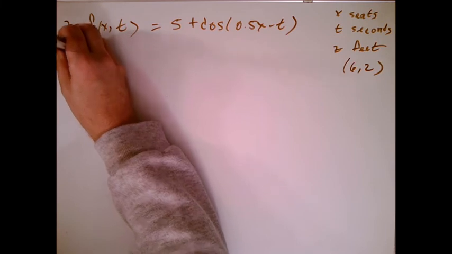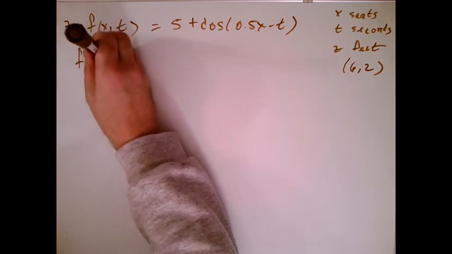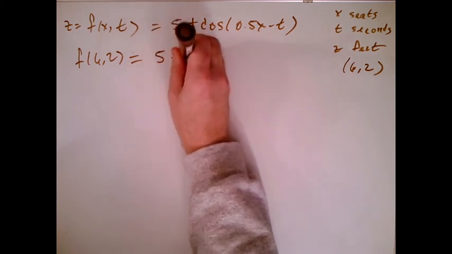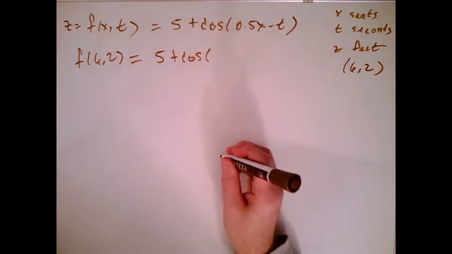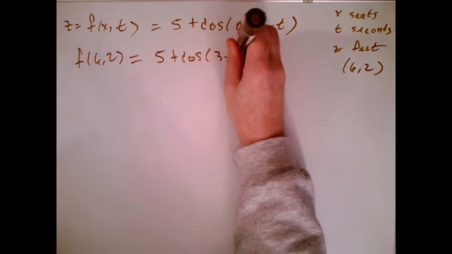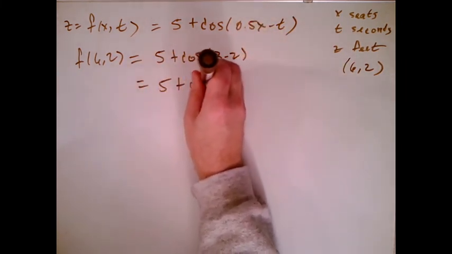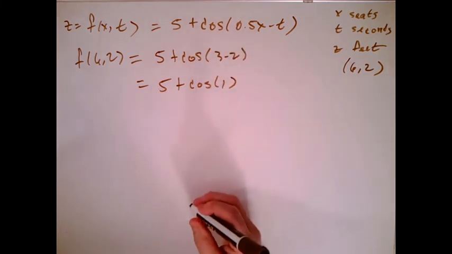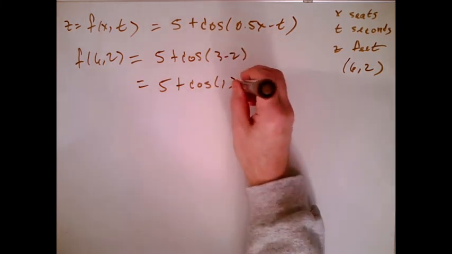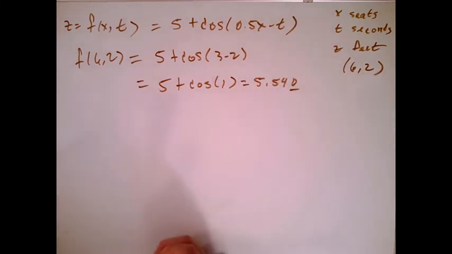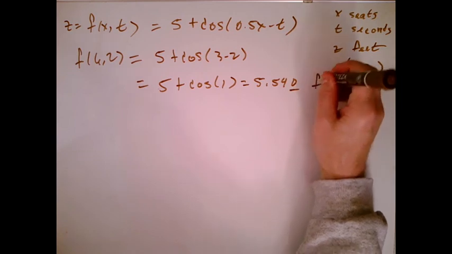What I want is I'm just going to take f of (6,2). That's supposed to be something like 5 plus cosine of 3 minus 2. So this is going to be equal to 5 plus cosine 1. My calculator says this is about 5.540. I'm underlining that because that's as far over as I did it. Remember, the units here are feet.